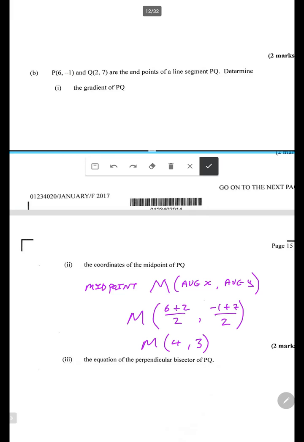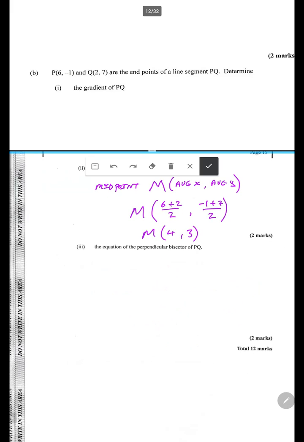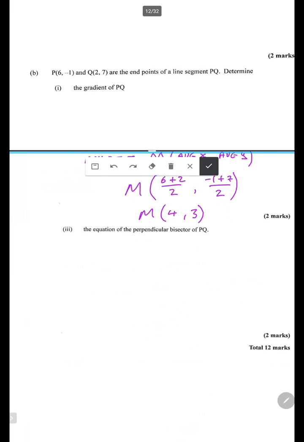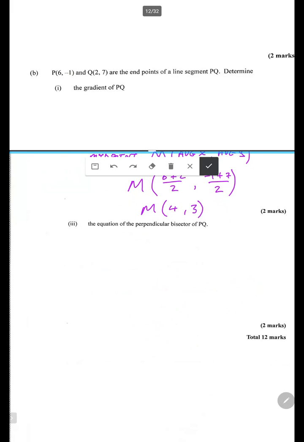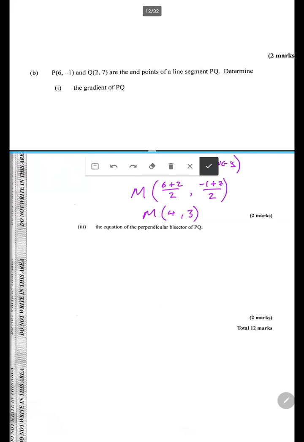And then the next part down here is asking us for the equation of the perpendicular bisector of PQ. So let me sketch that so we can see what we're actually dealing with. What do they mean by a perpendicular bisector? Perpendicular means perpendicular, bisector means it passes through the midpoint. So we want the line that is perpendicular to PQ and also passes through the midpoint of PQ, right?